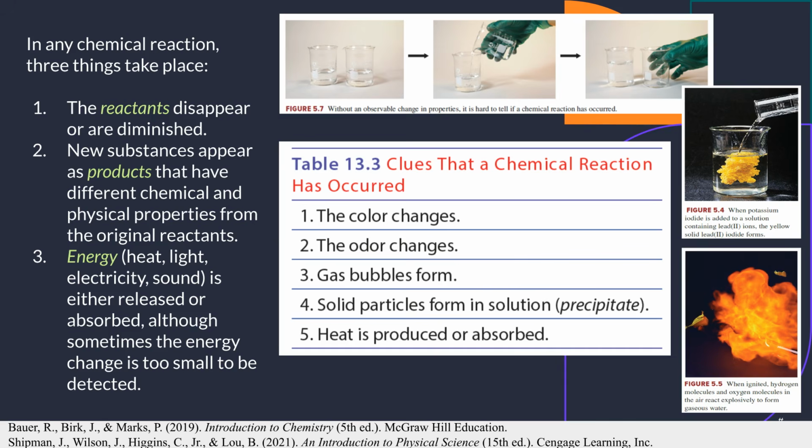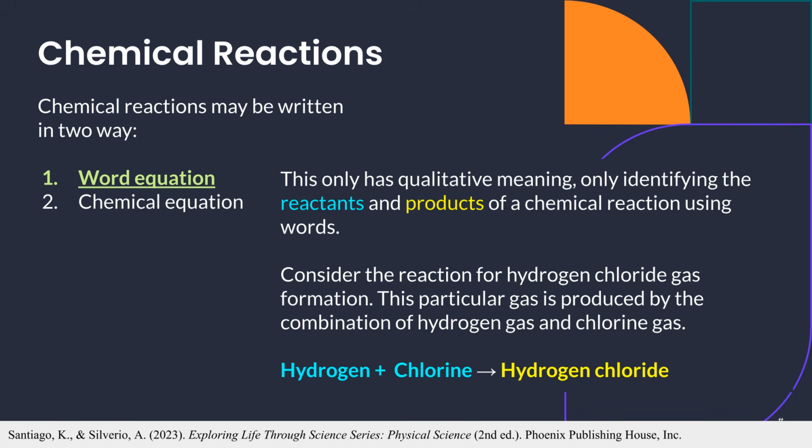Next, we will learn how to write these reactions. To communicate chemical changes, scientists write equations in 2 different ways. The first method is a word equation, which has a qualitative meaning because it only identifies reactants and products by name. For example, when hydrogen gas and chlorine gas combine, we write hydrogen plus chlorine yields hydrogen chloride. This is like writing a shopping list. It tells you what you have, but not how much. So the key point here is that word equations are simple, descriptive representations of a reaction. Let us practice writing a word equation with a quick pop quiz.